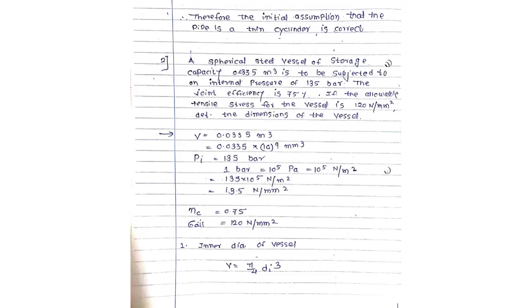In the last numerical, they had not mentioned this value directly, so we had to use the formula sigma all is equal to S ut divided by the factor of safety. But here they have given the final value directly, so there is no need to use that formula. Here you have to find out the dimension of the vessel. Dimension is nothing but the thickness of the spherical vessel.